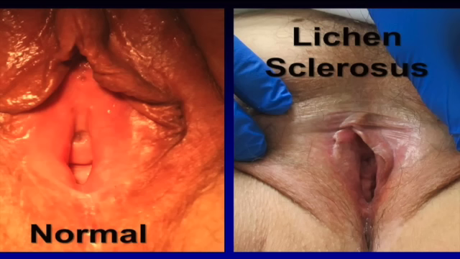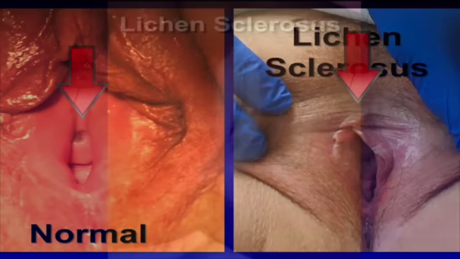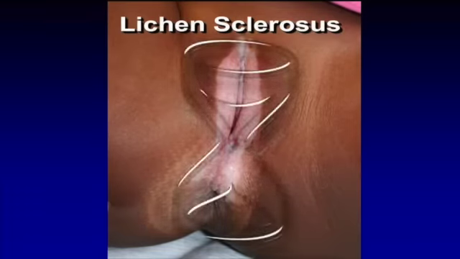Lichen sclerosus can lead to fusion of the tissues over the urethral meatus and a dangerous degree of urinary retention. It is important to note that lichen sclerosus does not occur in the vagina, which distinguishes it from other diseases. The vulvar and perianal skin may be erythematous in a figure of 8 or hourglass shape around the clitoral hood and then fan out around the anus.